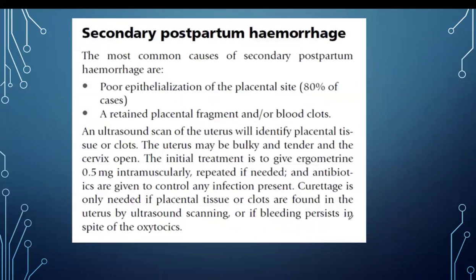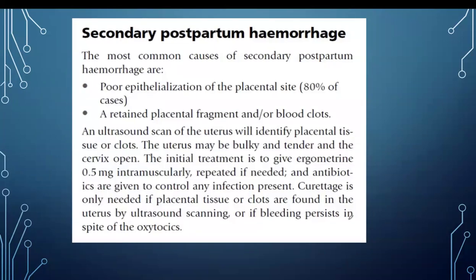Now coming to secondary PPH. Secondary PPH can be caused by poor epithelialization of the placental site. The placenta has been removed from the uterus, so that site is still raw and a little bit of bleeding can happen. So that's most of the time the cause of secondary PPH. But it could be retained products of placenta. It could be infection of the uterus or infection of the endometrium, which is endometritis. So any of those can be a cause of secondary PPH also. So what would you do first?